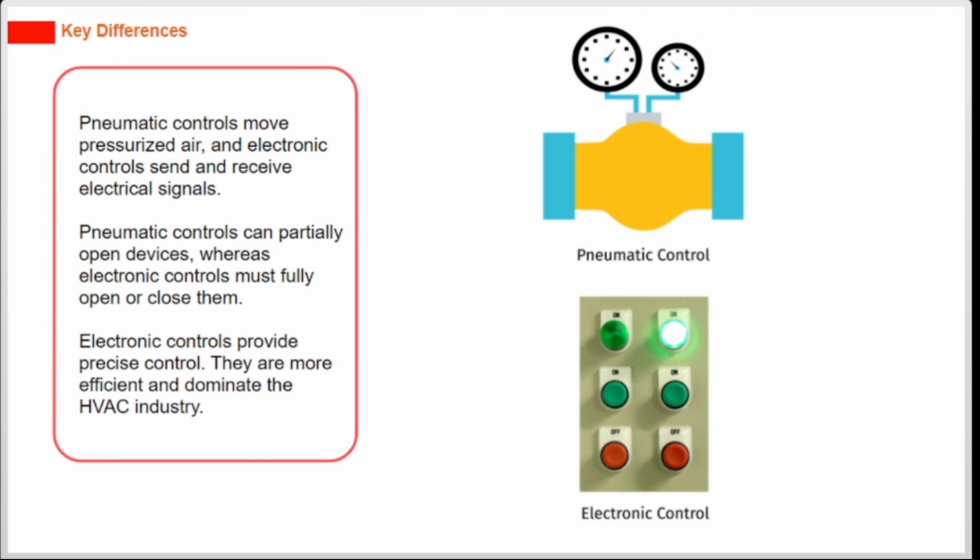Pneumatic controls move pressurized air, and electronic controls send and receive electrical signals. Pneumatic controls can partially open devices, whereas electronic controls must fully open or close them. Electronic controls provide precise control. They are more efficient and dominate the HVAC industry.